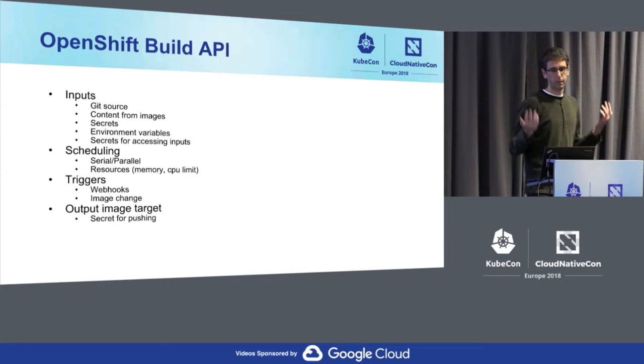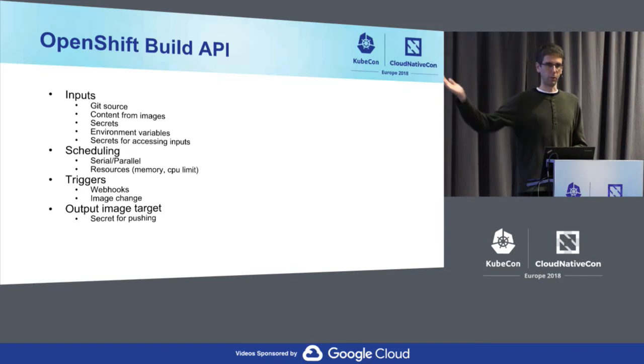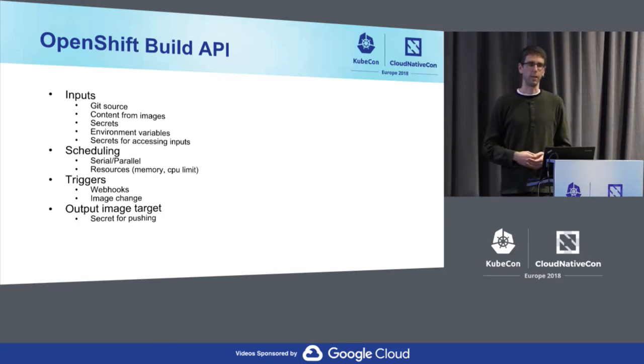And then finally, where do you want to push your application image when you're done? So your output target, any registry you want to push to, and if necessary, a secret that enables you to push there.